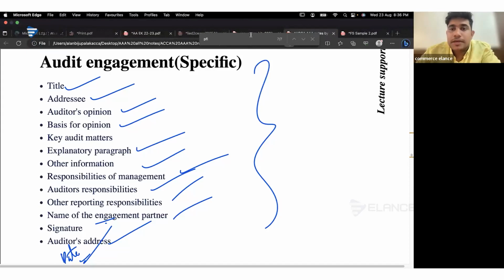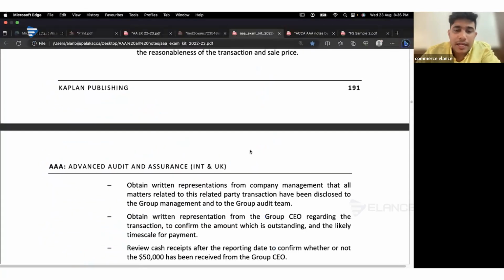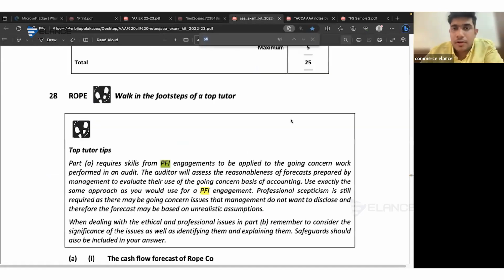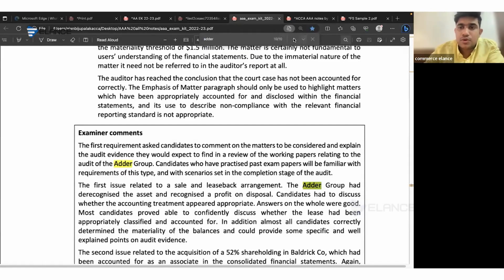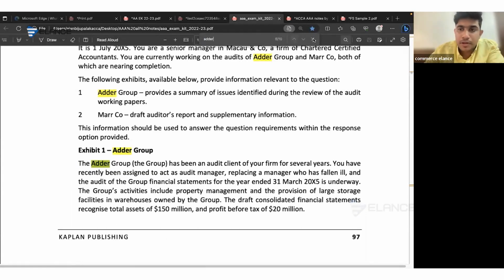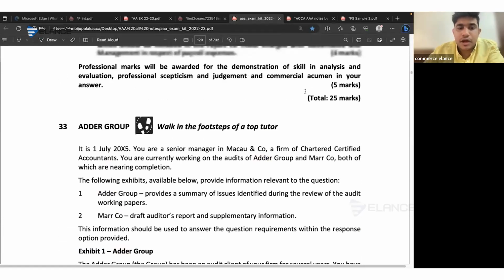Okay. So basically, when it comes to the critical appraisal part, I will just quickly brush through one question and then we will move on to an important question. So the one we practiced in our regular session as well as in the revision class was a question on ADA group. So we have quickly brushed through the question on ADA group.